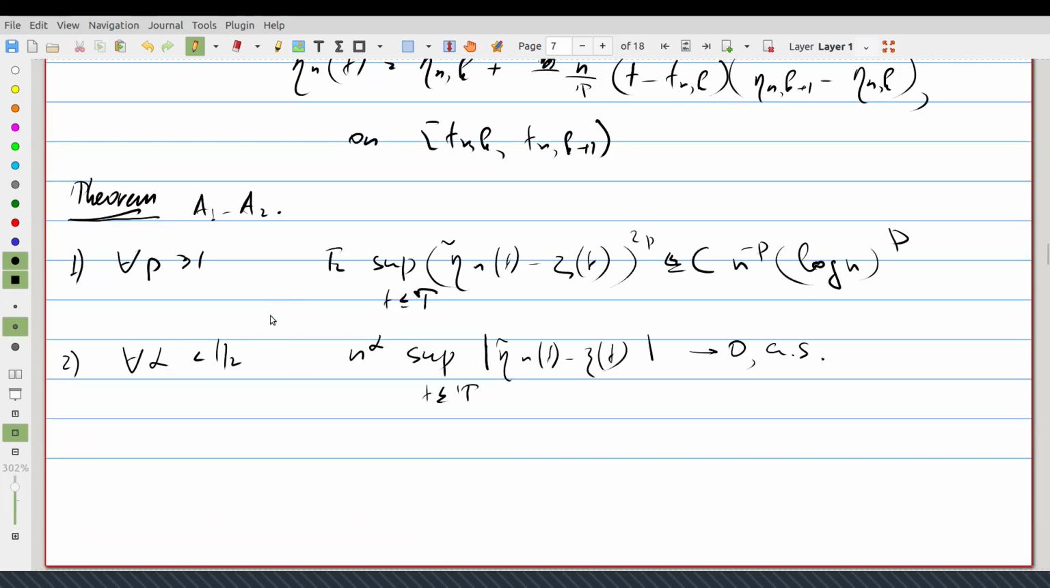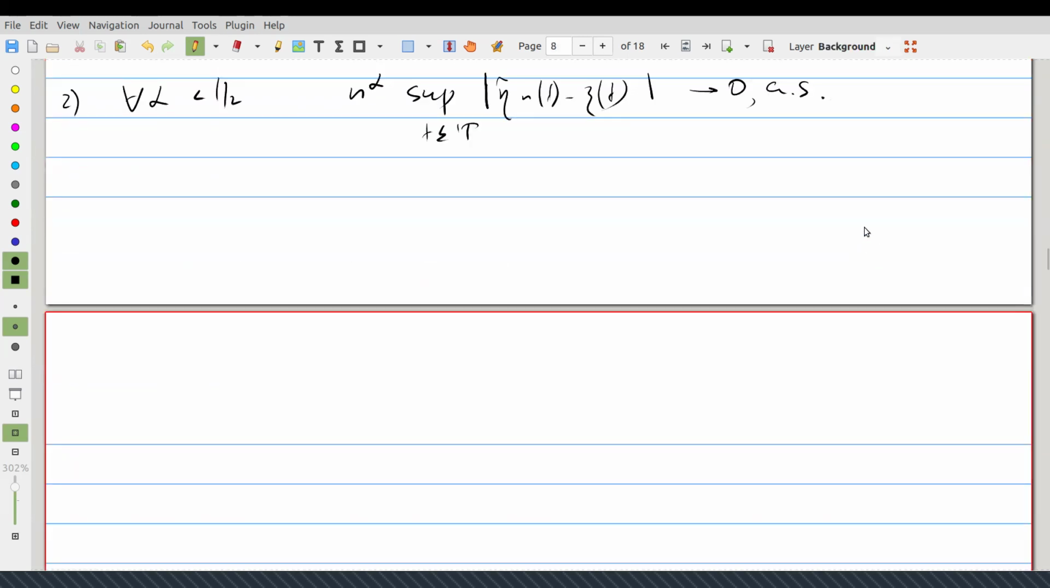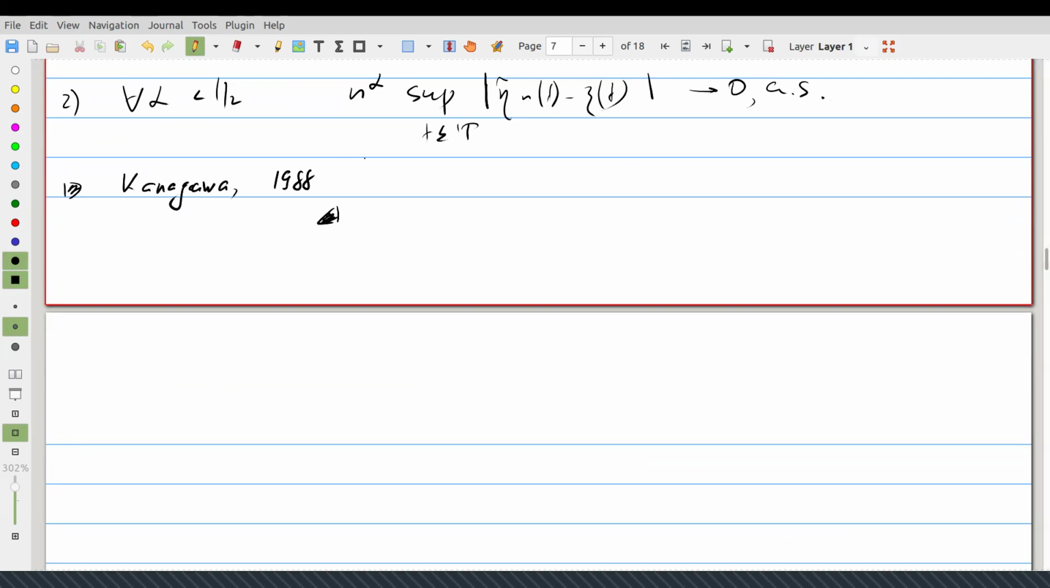Because the calculations hidden behind this result are very related to the calculations hidden behind the following observations. I will just refer to Kanagawa 88 for the proof of the first assertion. The second assertion, I think it's this Faure. This is in English, this is in French, by the way. Enjoy.